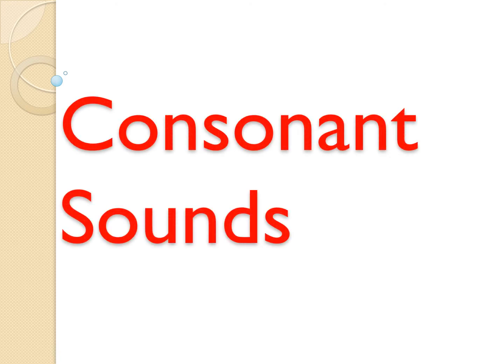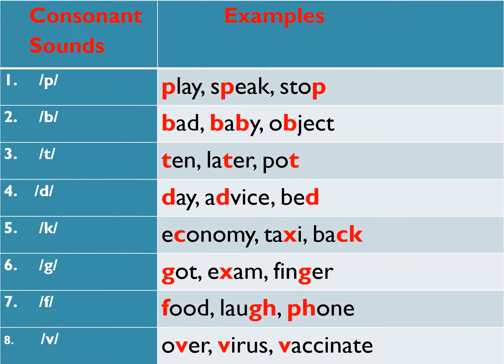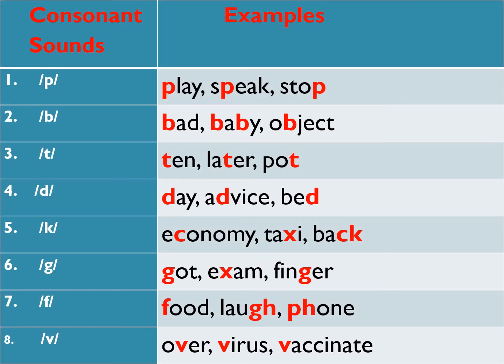Now we'll deal with the consonant sounds and the IPA symbols that represent them. The first list of consonant sounds, I think, does not pose any problems. We'll go over them very quickly. The examples are on the right and the consonant sounds or the symbols on the left.